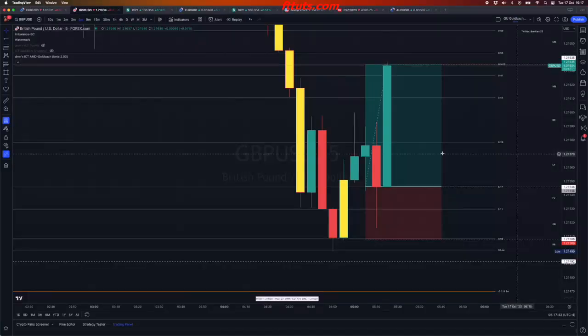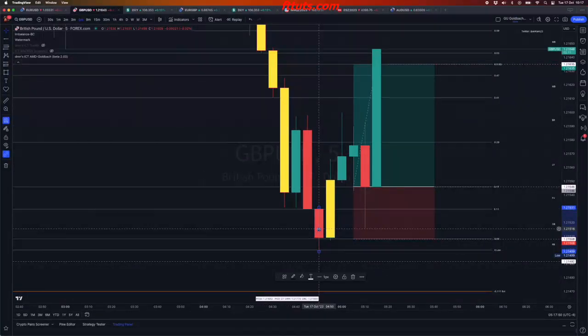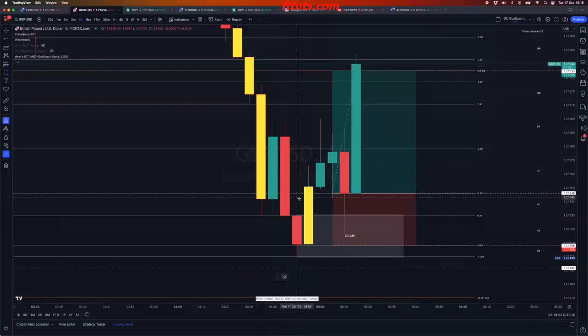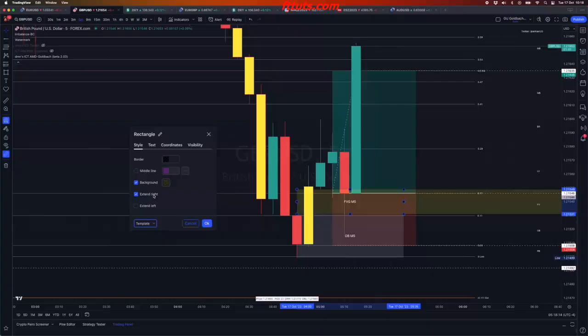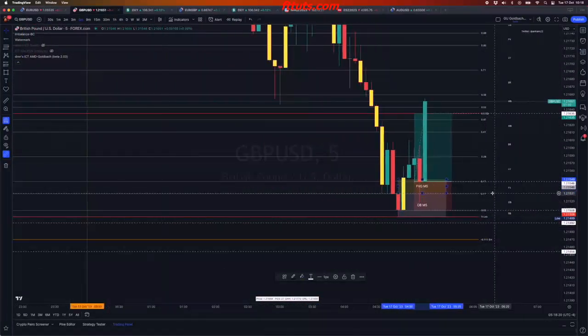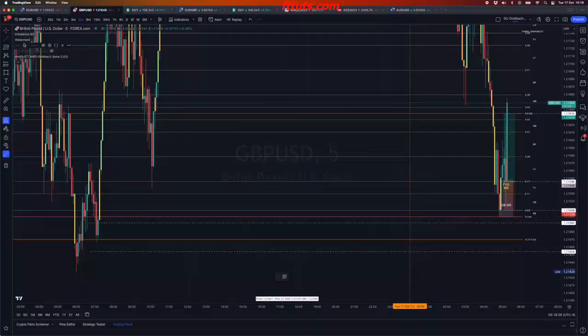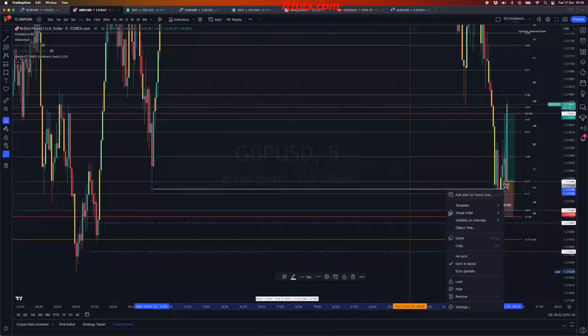And for the sake of a good order, here's the order block. Here's the fair value gap. And this is the liquidity we raided. This is the sweep which we need in order to have a golden bullet.